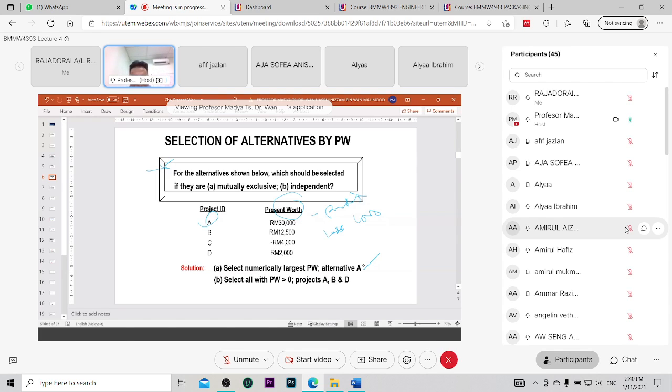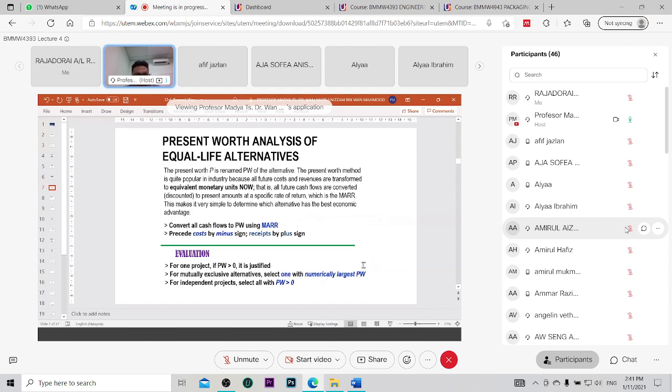But if we choose independent, projects A, B, D can be selected. If you are not able to get project A, you still get profit from project B or D. Next is present worth analysis of equal life alternatives.